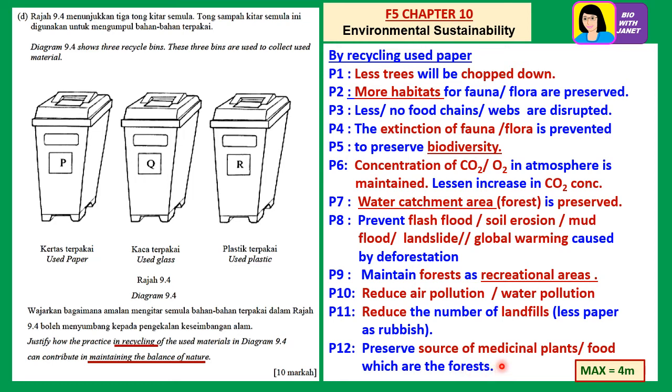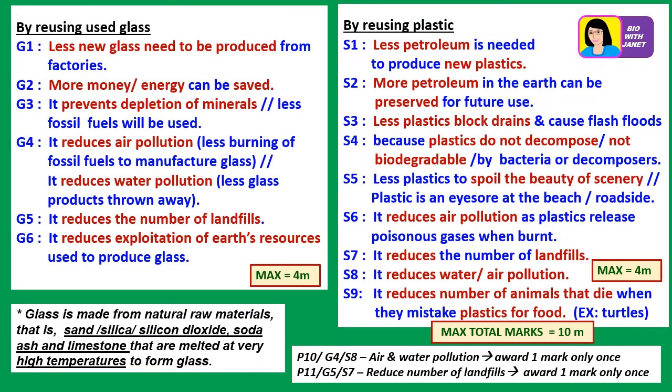Okay, the forest is the source of many types of plants that can be used as medicine by the natives also, and as food. Next is the recycling of used glass. All right, so if we recycle the glass again, then less new glass will need to be produced by the factories.